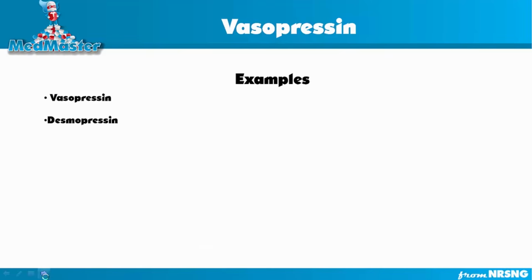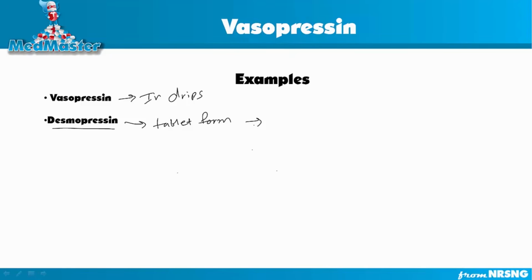And what are the examples of this vasopressin? First of all, you will see vasopressin used as IV drips in critical care. Now here is desmopressin. That is a tablet form.